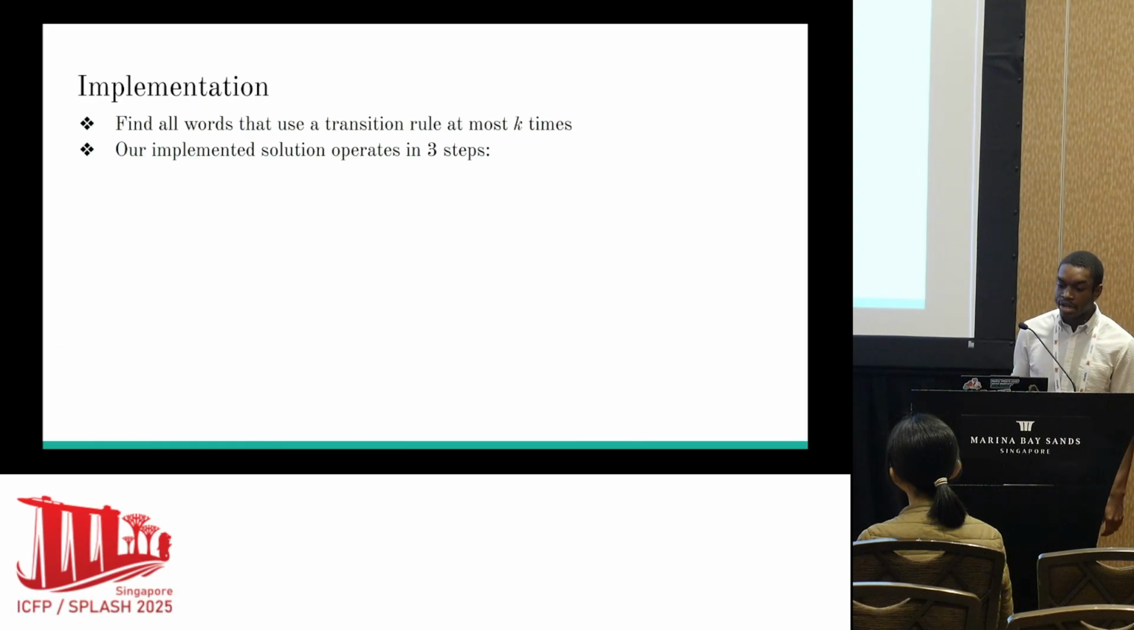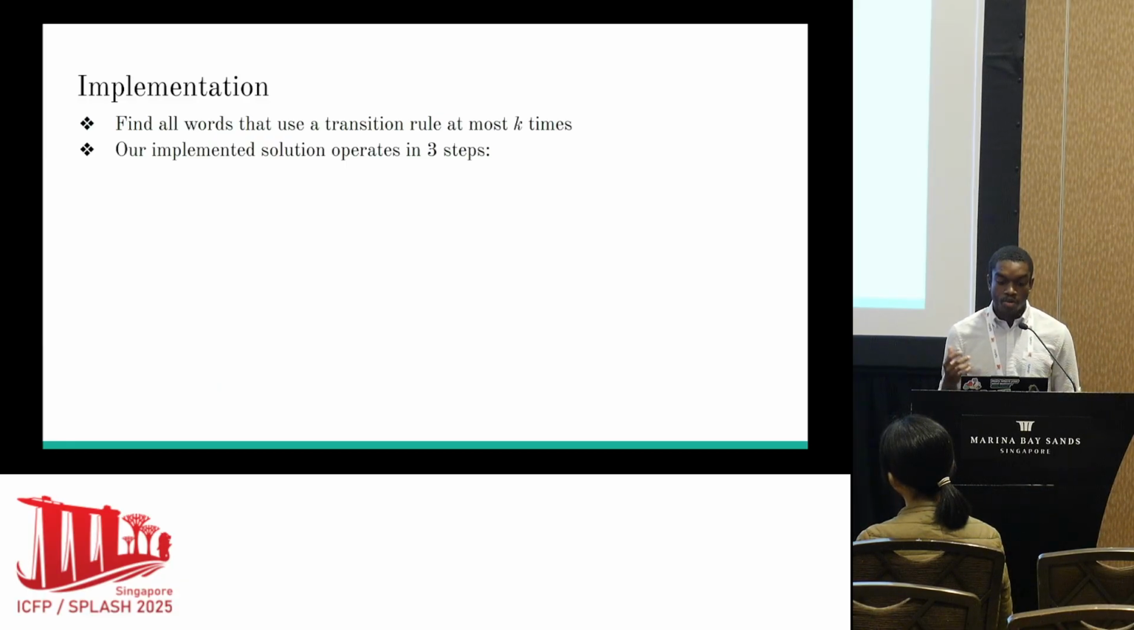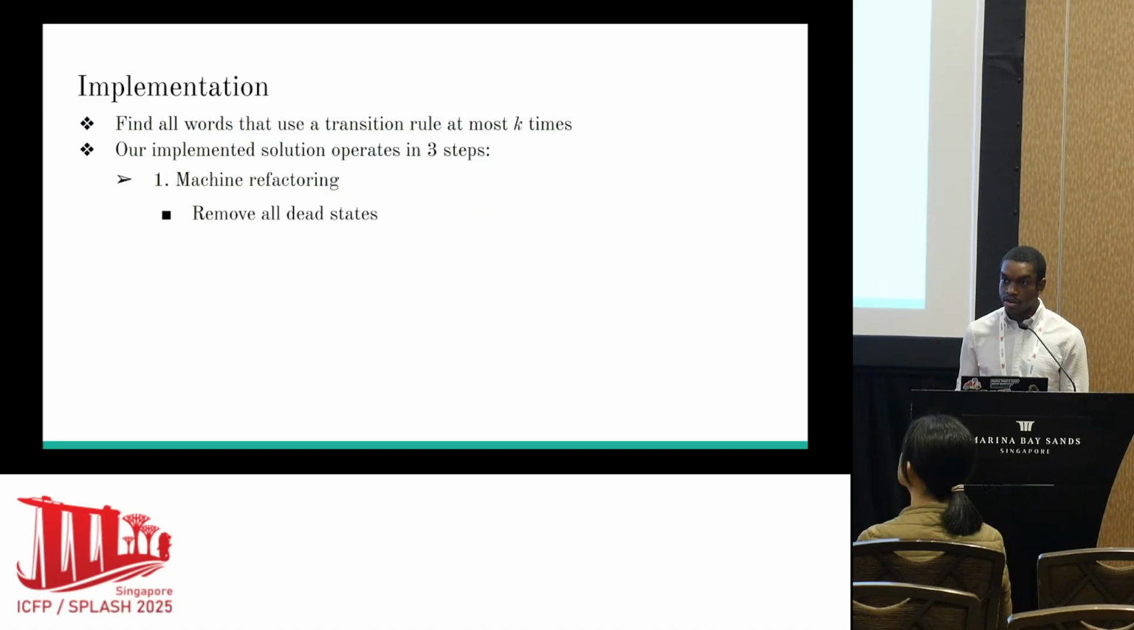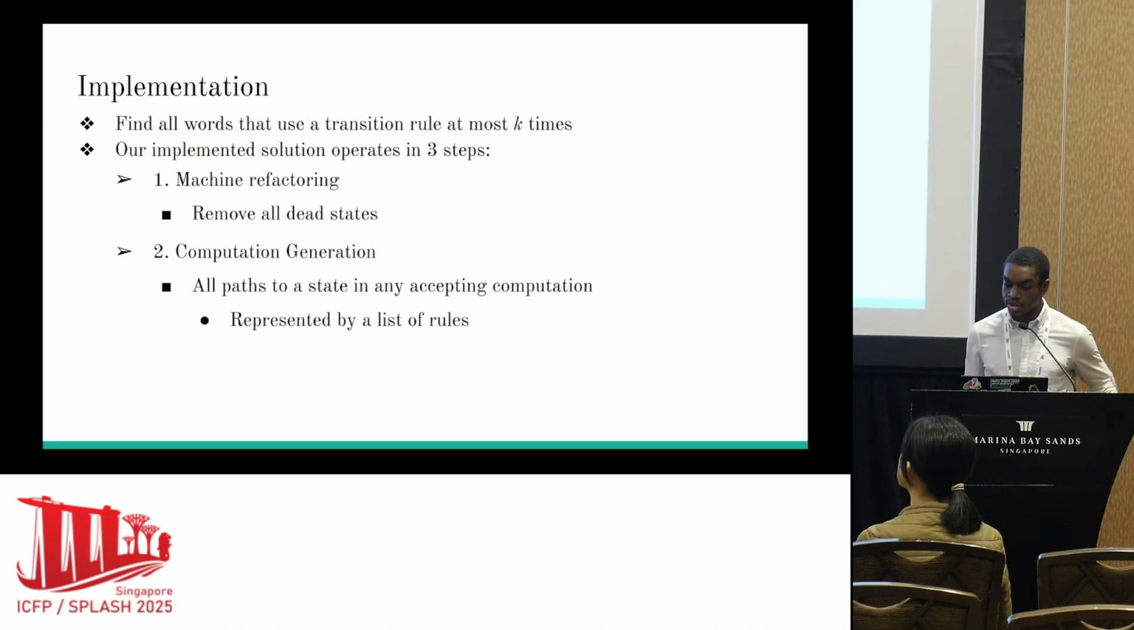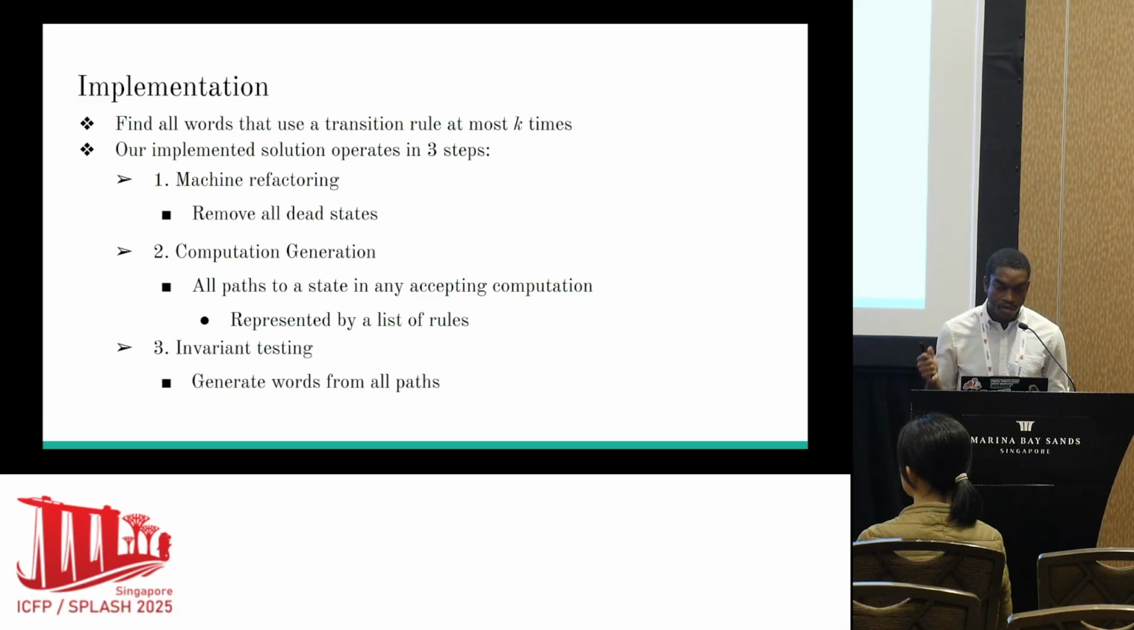So now to circle back to the implementation of our tool, we wanted to find all words that use a transition rule at most k times. So our implementation can be divided into 3 main phases. Phase 1 is the machine refactoring, where we remove all dead states. Phase 2 is the computation generation, where we would accumulate all paths from any accepting computation. And finally, we would then go and test the invariant predicates using the paths that we generate.